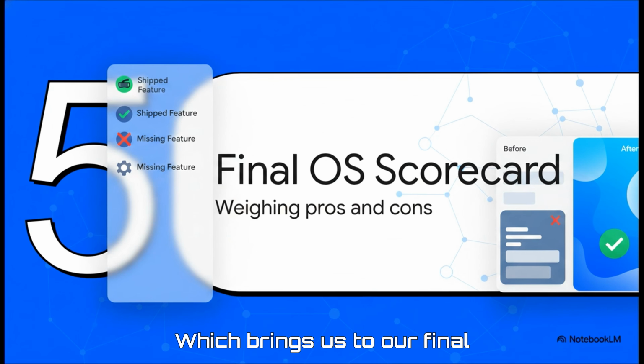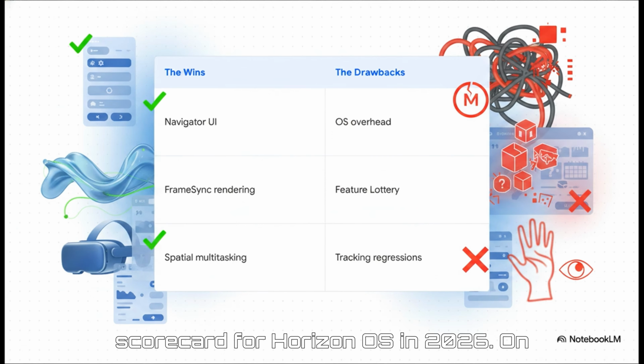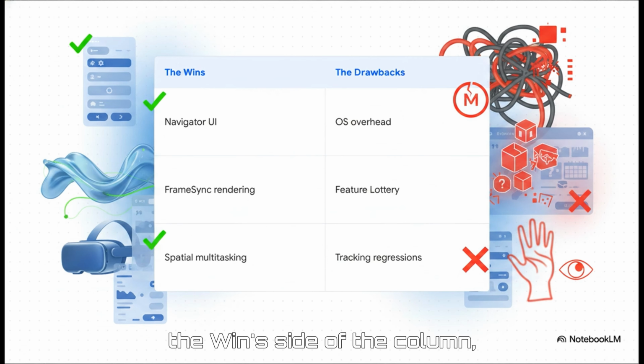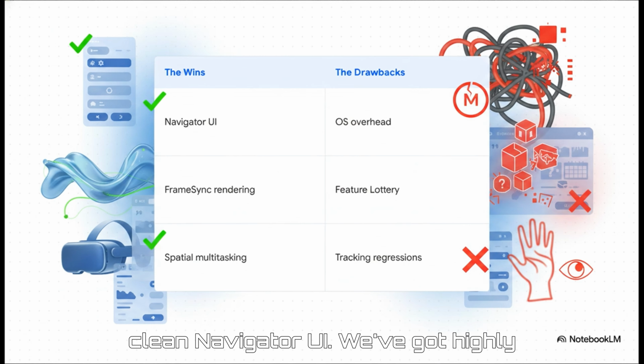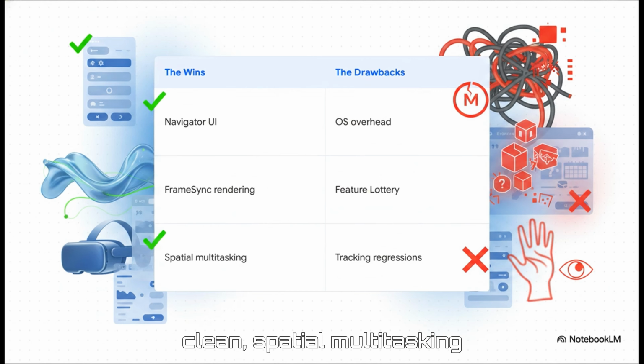Which brings us to our final section, Part 5, the final OS scorecard. Let's weigh the pros and the cons. So, here is the honest scorecard for Horizon OS in 2026. On the wins side of the column, the software truly is getting much, much better. We have massive user experience leaps with the clean Navigator UI. We've got highly advanced rendering tech like FrameSync, making sure our games run perfectly smoothly. And we finally have genuinely useful, clean, spatial multitasking capabilities that actually turn the headset into a viable productivity tool.